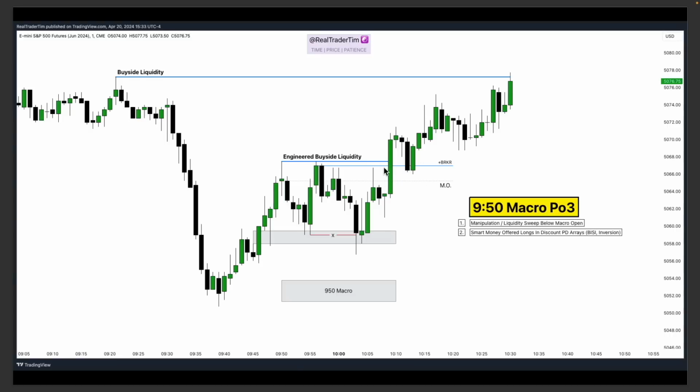That's your unicorn, that's your silver bullet, whatever you want to call it, okay? But we can see how utilizing these concepts allows you to understand how high probability these setups can be. And then, of course, we deliver and expand higher to our buy side liquidity target.